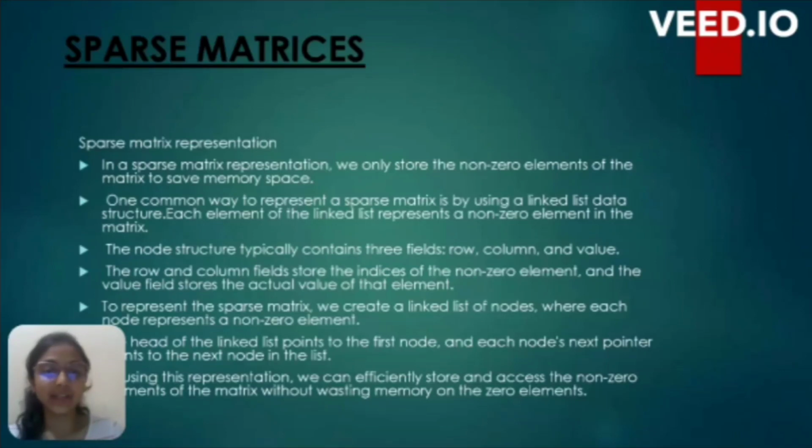To represent the sparse matrix, we create a linked list of nodes where each node represents a non-zero element. The head of the linked list points to the first node, and each node's next points to the next node in the list. By using this representation, we can efficiently store and access the non-zero elements of the matrix without wasting memory on the zero elements.